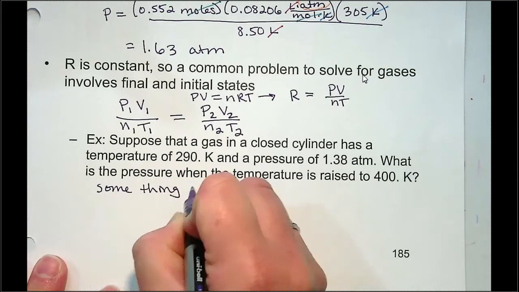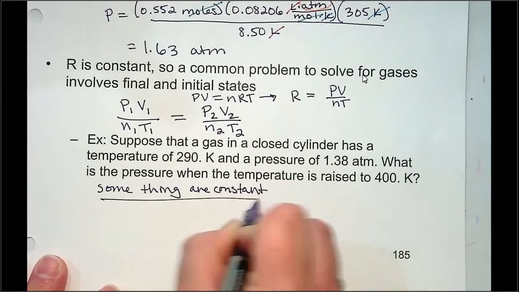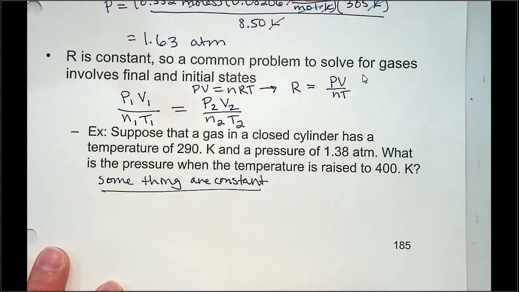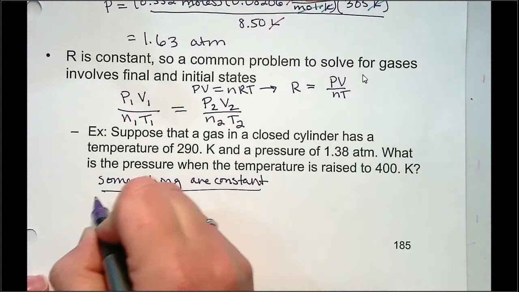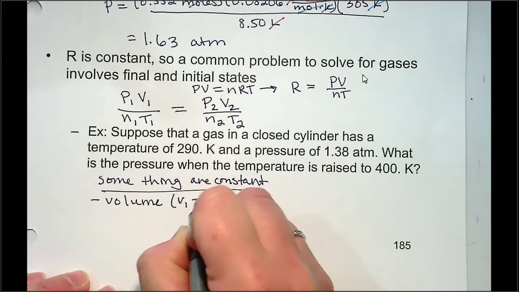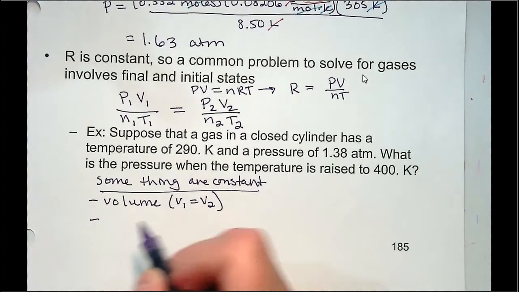So let's think about the things that aren't changing so we can simplify this set of equations. What thing is not changing if you have a closed cylinder? Volume, exactly. The volume is constant, so we know that V1 equals V2. Is anything else not changing? Moles, yeah, because the gas can't leave or enter your closed cylinder.